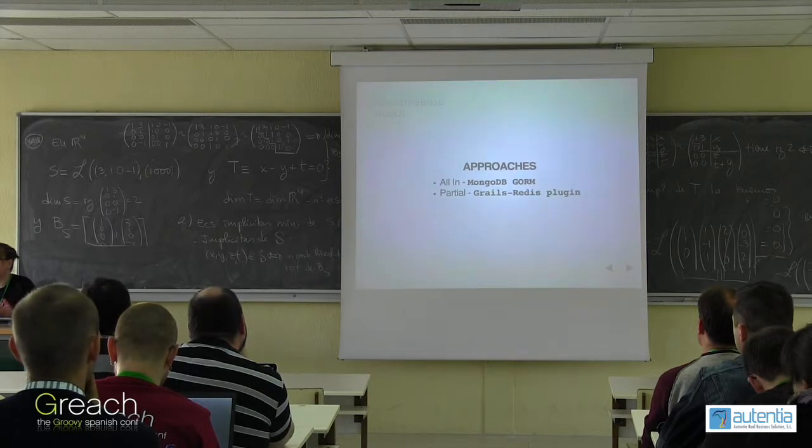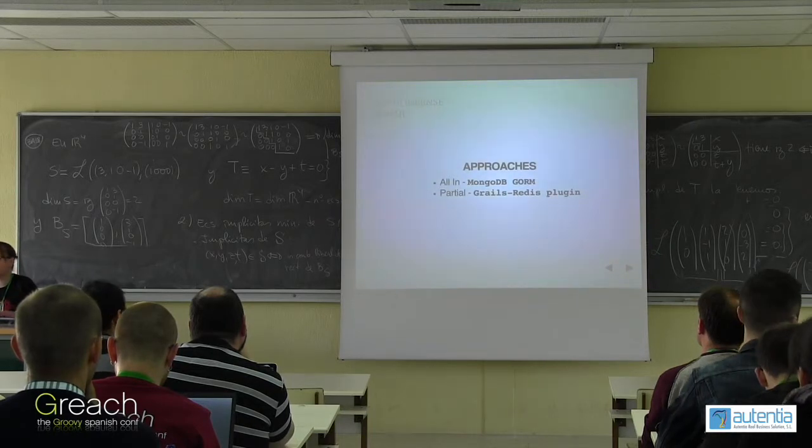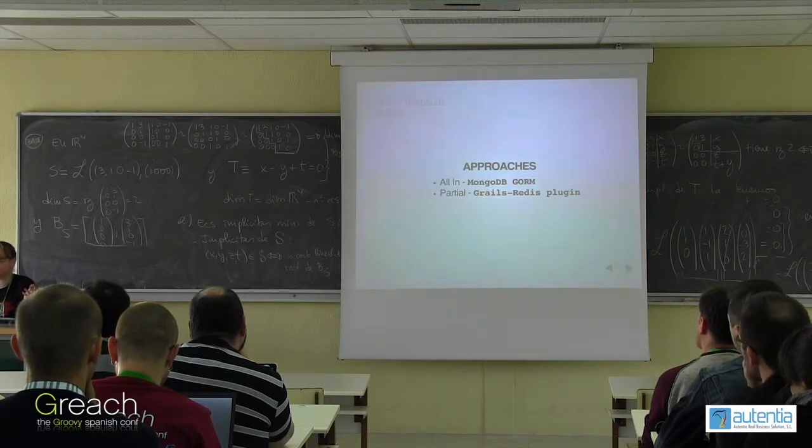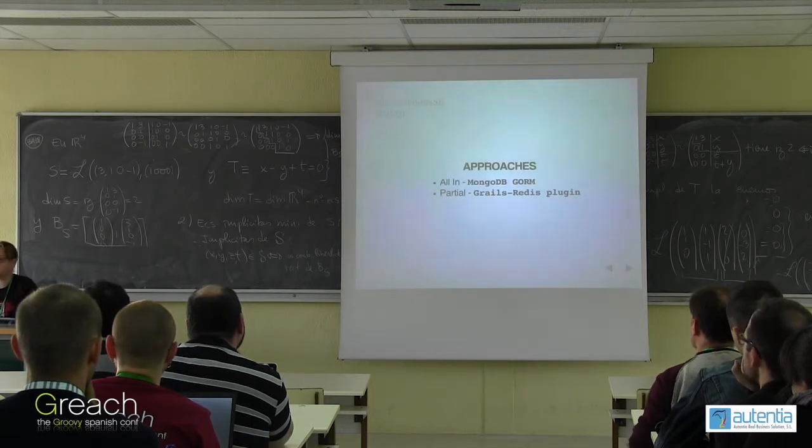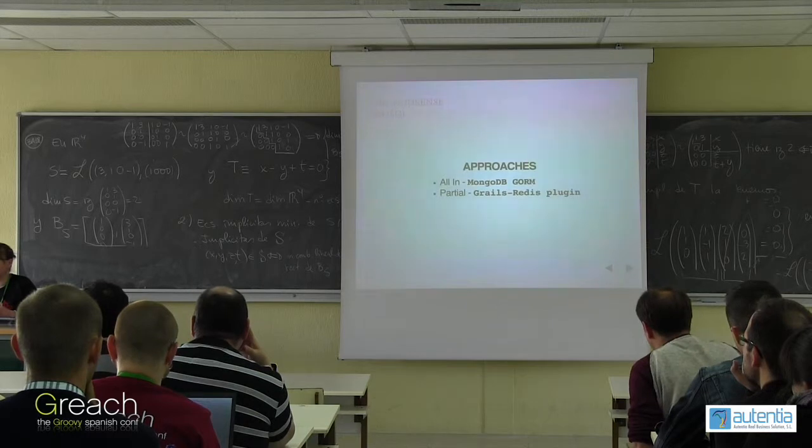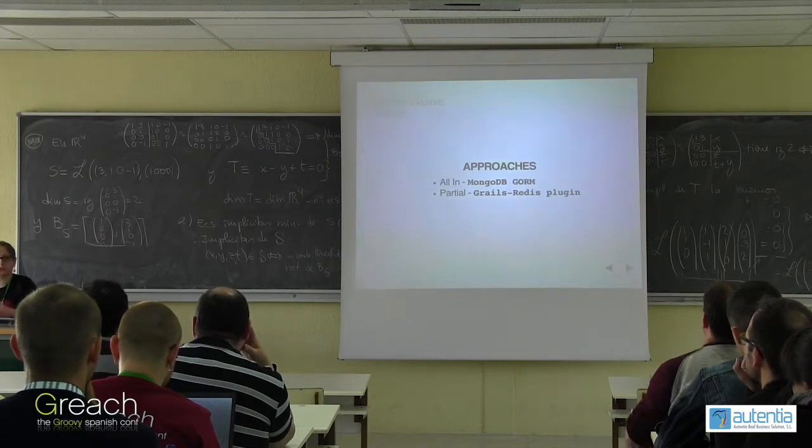So I've got this all set up on GitHub in different branches to go through a couple different approaches. One is an all-in approach: you can completely replace the domain model with the MongoDB GORM plugin. The other is just to replace the shopping cart portion with the Grails Redis plugin.